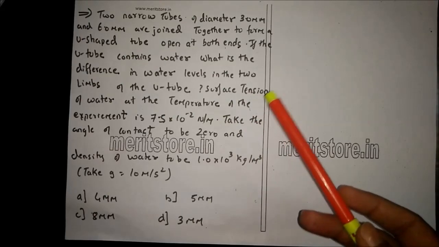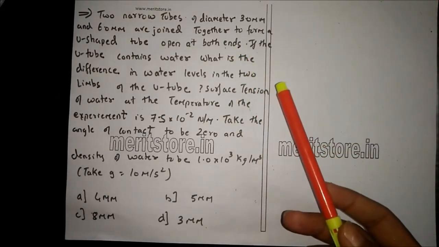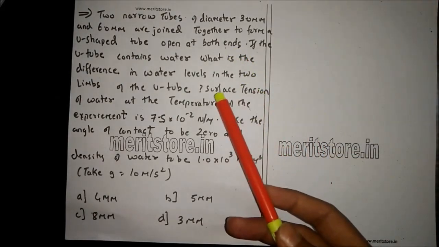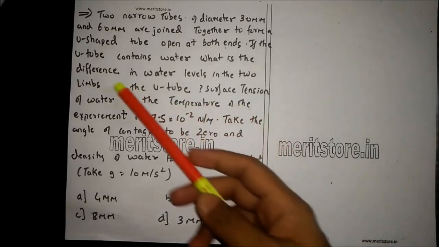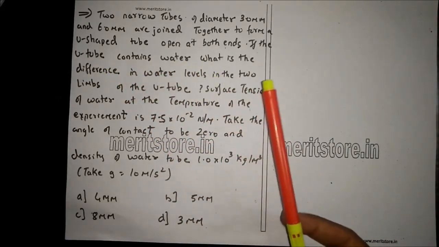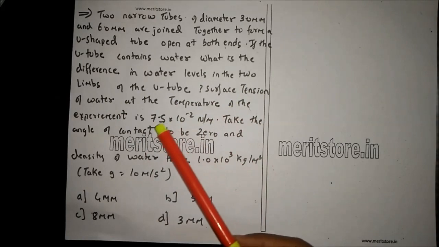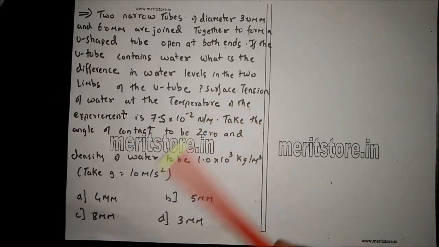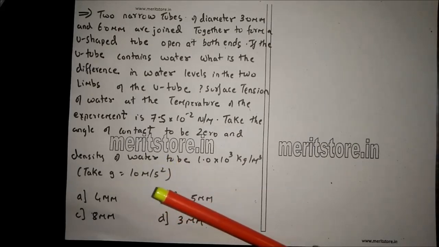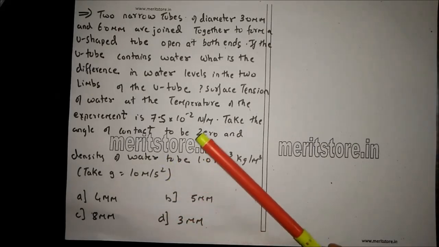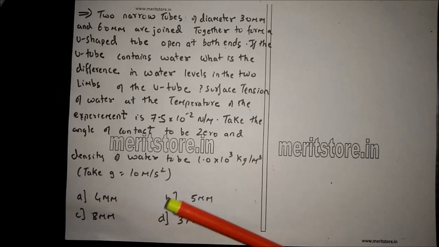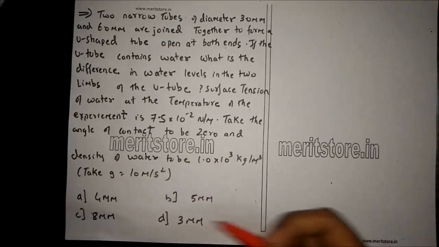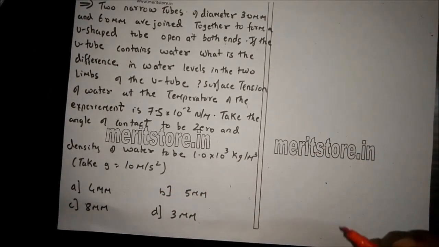Two narrow tubes of diameter 30 mm and 60 mm are joined together to form a U-shaped tube open at both ends. If the U-tube contains water, what is the difference in water levels in the two limbs of the U-tube? Surface tension of water at the temperature of the experiment is 7.5 into 10 raised to minus 2 Newton per meter. Take the angle of contact to be 0 and density of water to be 1.0 into 10 raised to 3 kg per meter cube, and take g as 10 meter per second square.